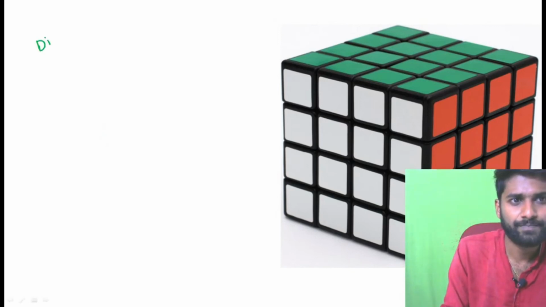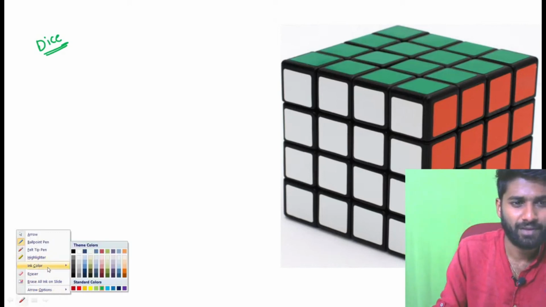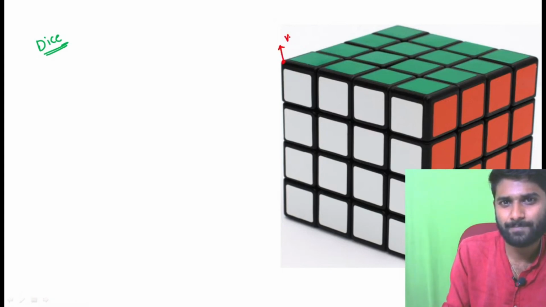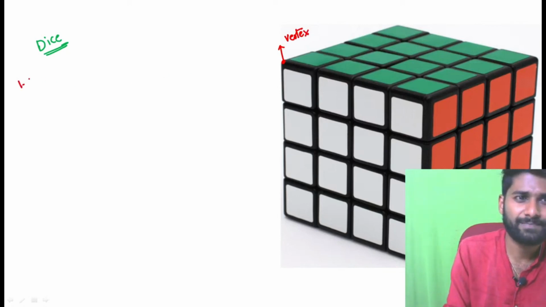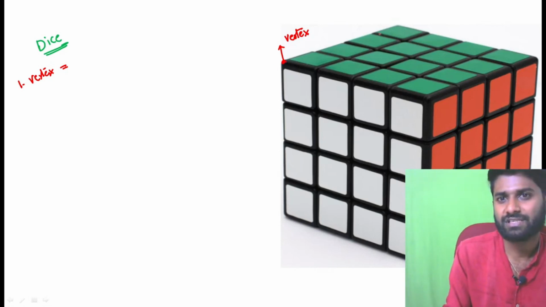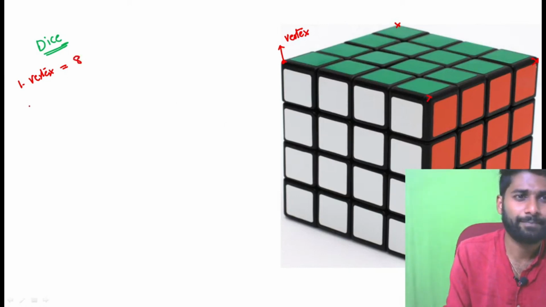Dice concept. Remember the concept, guys. First of all, if you see the entire diagram, we can define this particular point as a vertex. Now, if you count the total number of vertex points in the dice, they are exactly 8. See, this is 1, 2, 3, 4, and again we have bottom 4. So the total number of vertex points is 8.